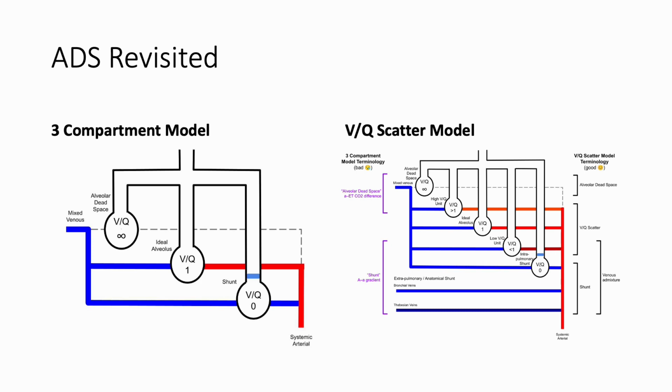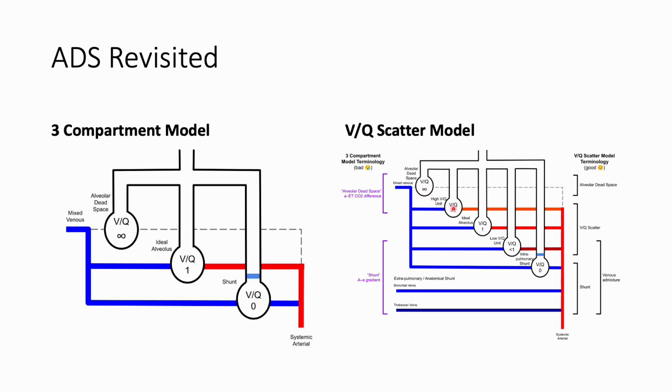Translating the concept of alveolar dead space between the three-compartment model and the VQ scatter model can also cause some confusion. In the three-compartment model, we use the concept of alveolar dead space to explain the arterial to end tidal CO2 difference. So when we move that concept over to the VQ scatter model, it's referring to everything that contributes to the arterial to end tidal CO2 difference, which is alveolar dead space and the high VQ units.